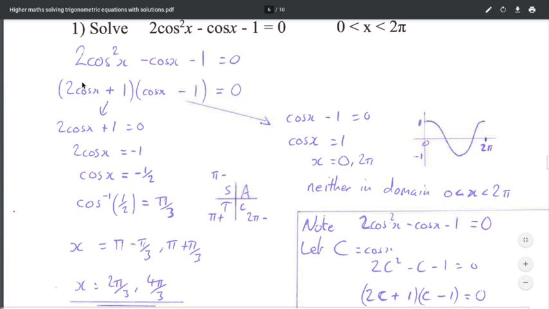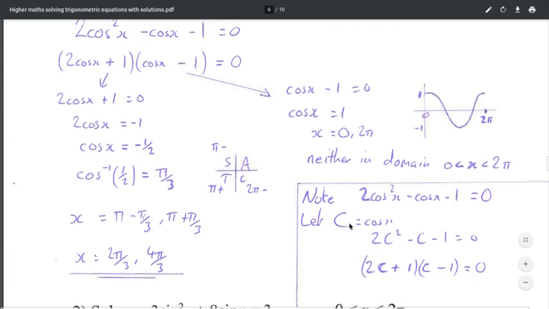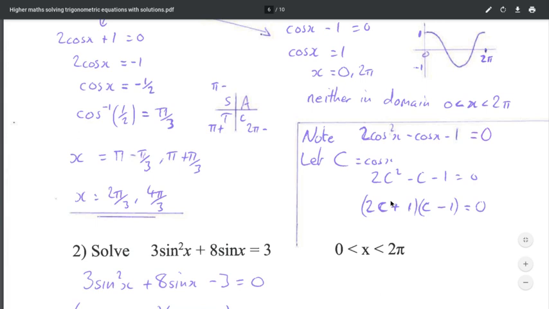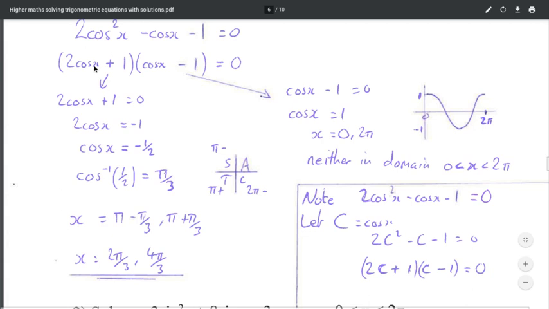Now, if you're not so keen on that, I don't really suggest this, but maybe just for the first few questions, think of 2 cosine squared x minus cosine x minus 1 equals 0 as 2c squared minus c minus 1 equals 0, where c equals cosine x. If you choose to do it this way, you must make this statement on this line. If you just go from this to this, you will drop a mark in an assessment. And when you get down to this line, you must then write this after it. We must go from there to there if we choose to do this.